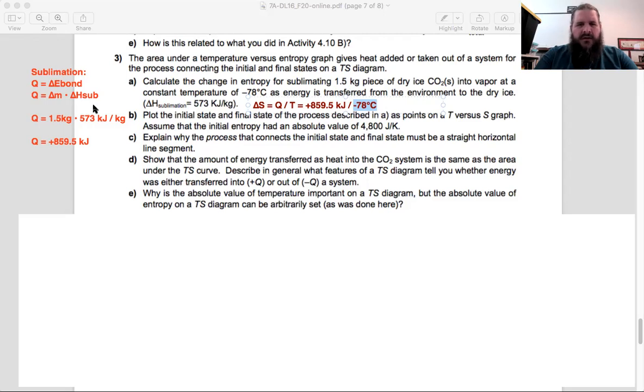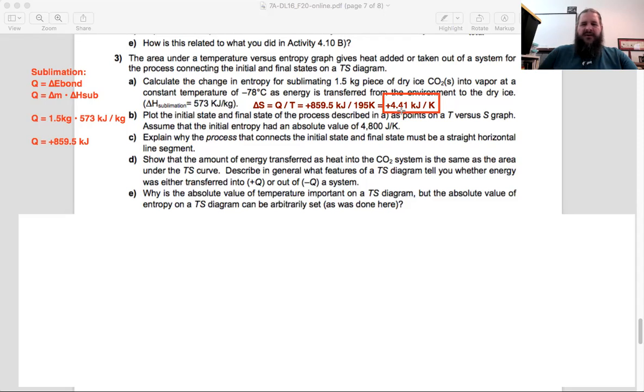Is that 194? I think that's 195, isn't it? 273 minus 78, yeah, it should be 195. So 195 kelvins is the temperature that this occurs at. So we divide those, positive 859 divided by 195, and I'm getting about 4.41. And the units there would be kilojoules per Kelvin. So that then would be the change in entropy associated with this process. Sublimating the dry ice involves increasing the entropy by 4.41 kilojoules per Kelvin.